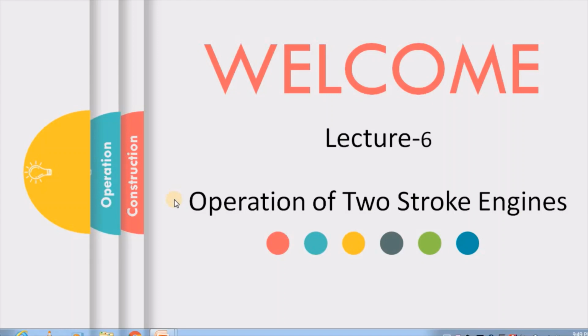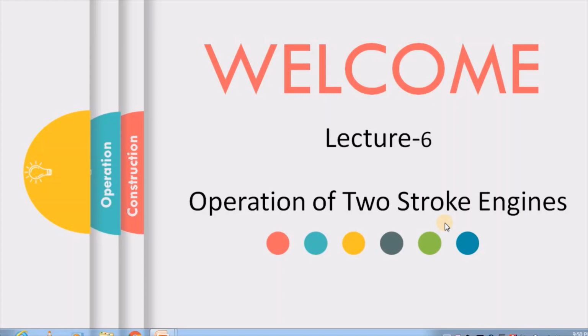First, let us understand what a two-stroke engine is. As the name indicates, a two-stroke engine means two strokes are available for its operation. For that, we should understand what a stroke is. Stroke means the distance moved by the engine piston as it moves from one dead center to another dead center. Two such strokes are available for completing one cycle in a two-stroke engine.